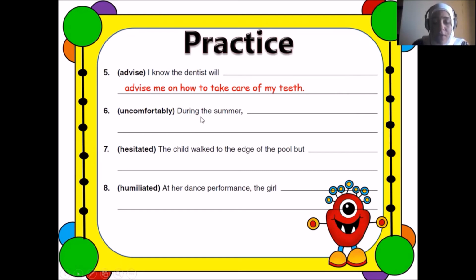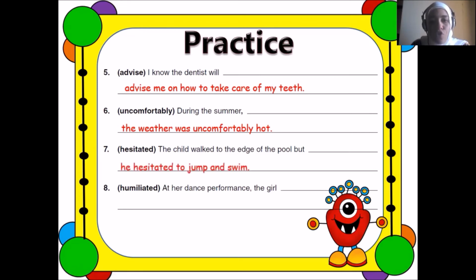Uncomfortably. During this summer, the weather was uncomfortably hot. Number 7, hesitated. The child walked to the edge of the pool, but what? He hesitated to jump and swim.